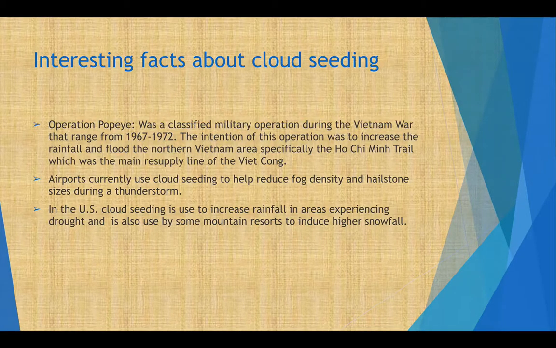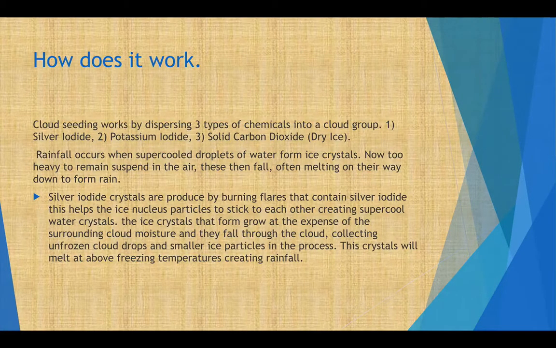Airports currently use this technique to help reduce fog density and hailstone sizes during a thunderstorm. And in the U.S., cloud seeding is used to increase rainfall in areas experiencing droughts. The number one state for this is Texas, and the number one state to use this technique to increase snowfall is California.